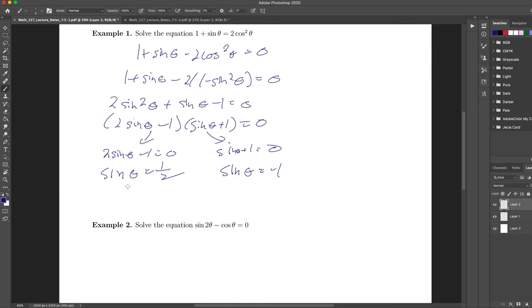Alright, so we want to find all the solutions. Here we've had the half before, so that is pi over 6 plus 2k pi. And then the other one was 5 pi over 6 plus 2k pi.